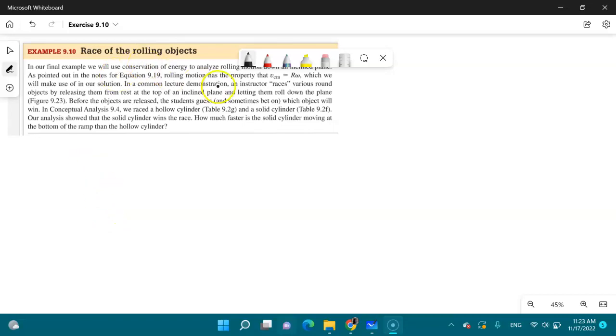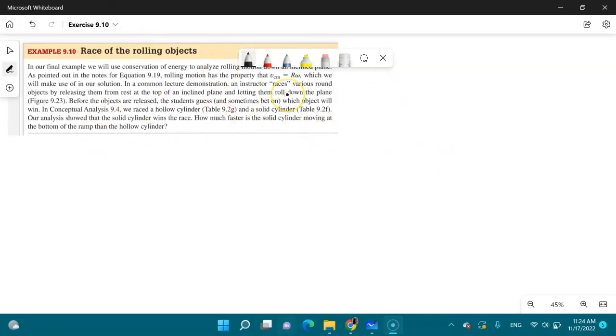In this final example, we're being asked to use conservation of energy to analyze some rolling objects down an inclined plane. As we're being shown here, rolling motion has the property that the velocity is equal to the radius times the angular velocity, which we're going to use in the solution.